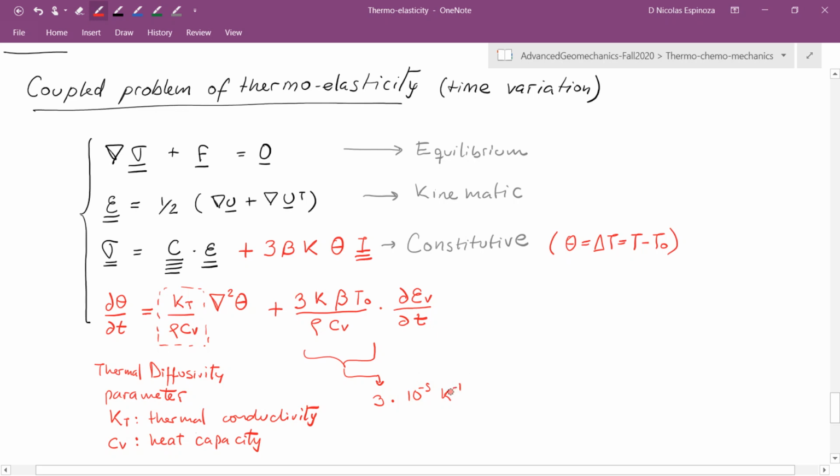Okay, this is beta. Let me change this so it looks the same as it does on the top. Beta, okay. All right, this is beta. For the bulk modulus, let's use 10 gigapascals.